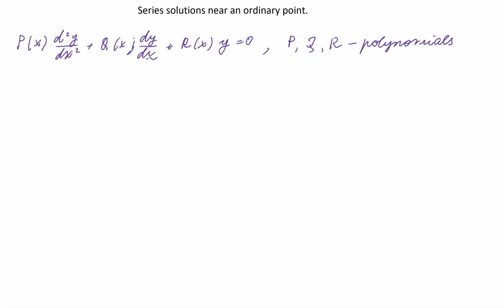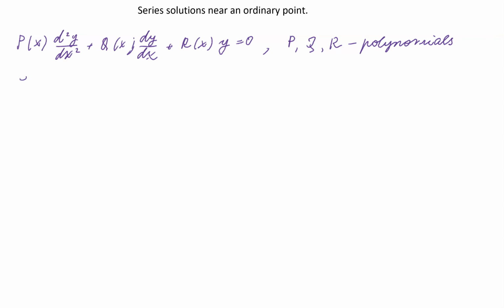Hello everyone, we are doing today's section 2.5, series solutions near an ordinary point. Let's consider a differential equation of second order, homogeneous, with coefficients: p of x times the second derivative d²y/dx² plus q of x times dy/dx plus r of x times y equals 0. Homogeneous equation, where p, q, and r are polynomials.